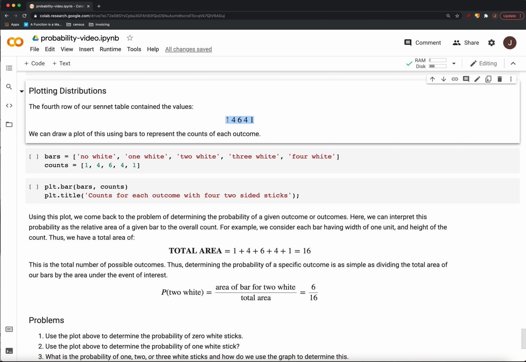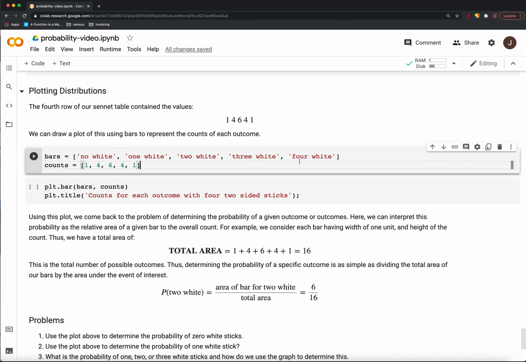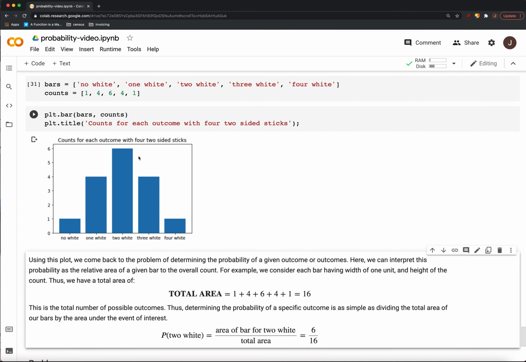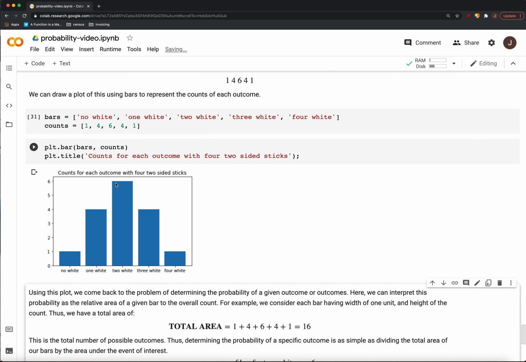There was 1 way to get no white, 4 to get 1, 6 to get 2, 4 to get 3, and 1 to get all 4, right? So let's draw a plot of this. We just have our X and our Y's, and again, we're using bars to represent the outcomes. Here the height of the bars represents the count of each of those events. All right, so there was 1 outcome that had no white sticks. There were 4 that had 1, 6, 4, and 1.